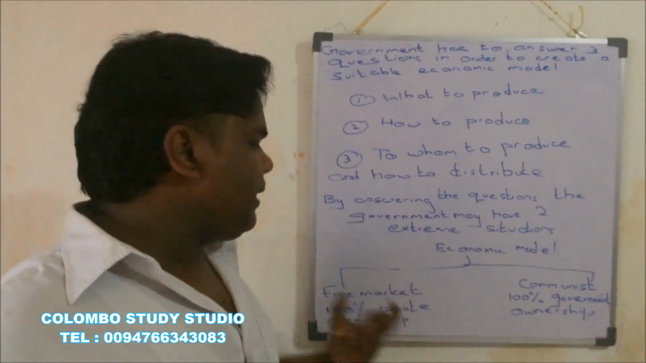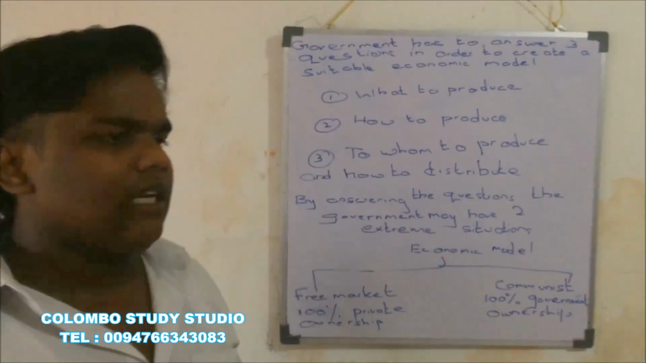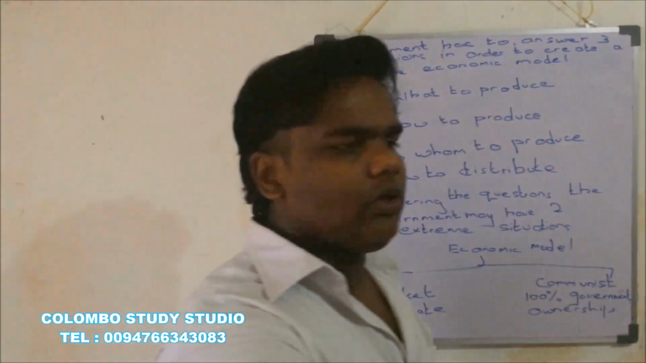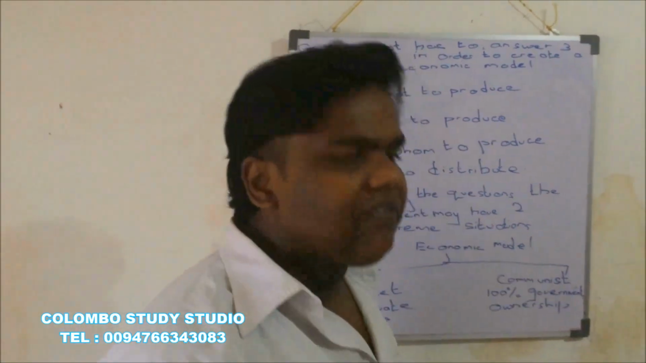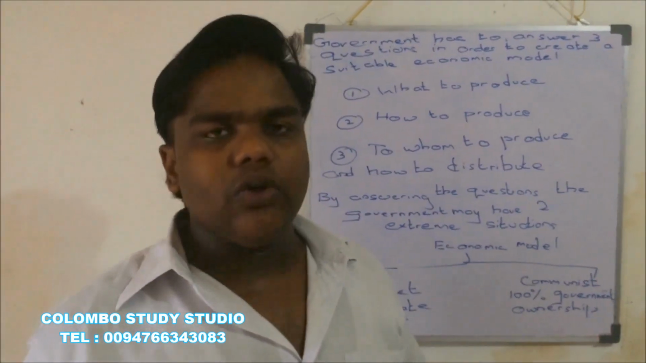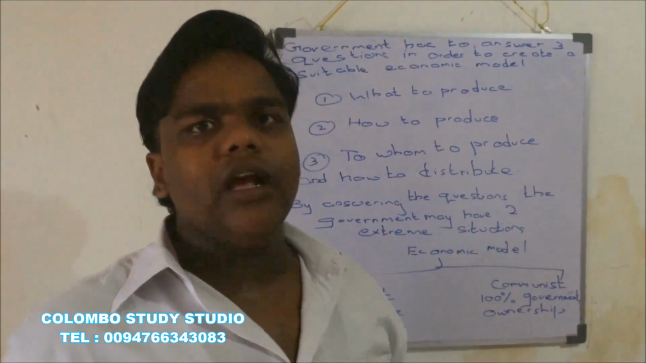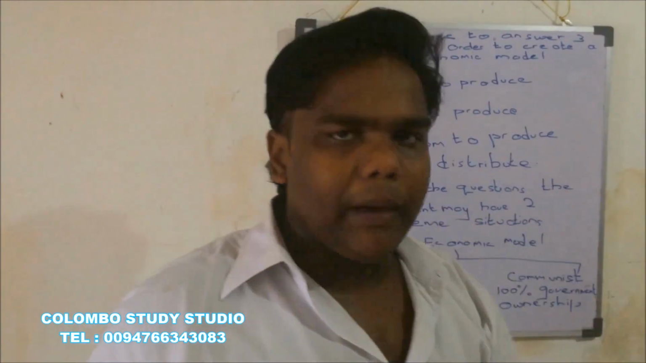Now, what is the free market model? In the free market model, the government allows the private people to distribute the goods and services to the public. That is, private companies will be allowed to own the factors of production, that is, own the land, labor and capital, and produce goods and services and distribute it to the public.